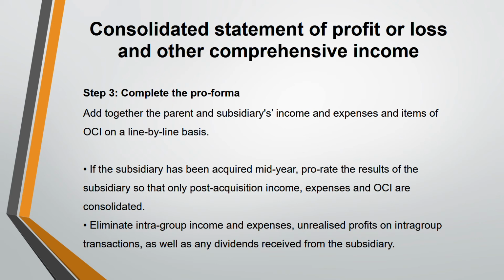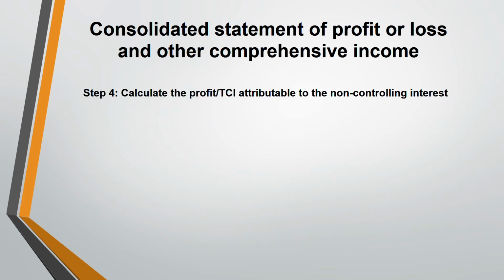Then intra-group transactions as well as any dividends received from the subsidiary. If the parent is receiving any dividend from the subsidiary, eliminate it on consolidation. Okay. So these are some additional things that you need to do. Then we are moving to step 4. Very important step number 4.